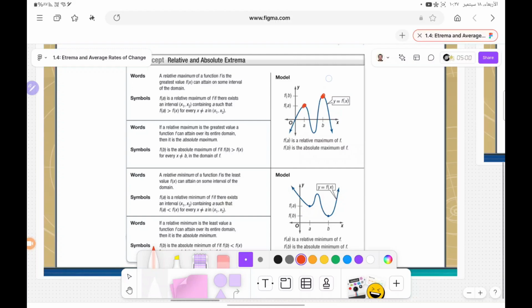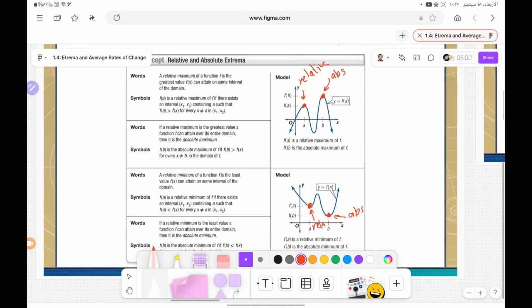But which one is the absolute? This one is the absolute maximum. This one should be the relative maximum. Same thing here. If I look at these 2 points, this is an absolute minimum, and this one here is a relative minimum.